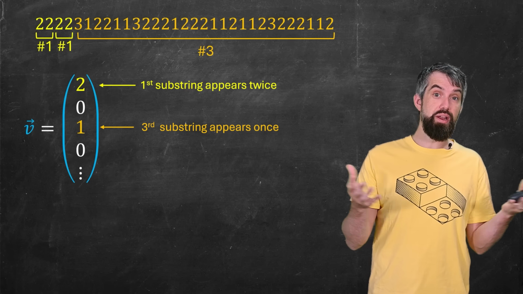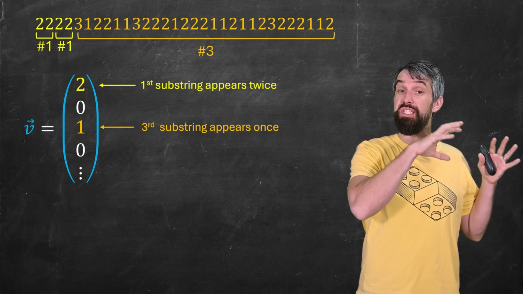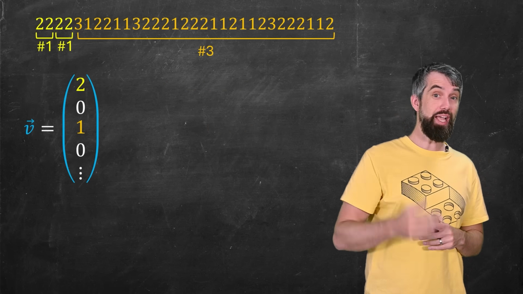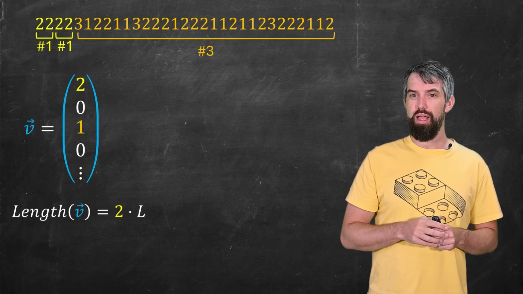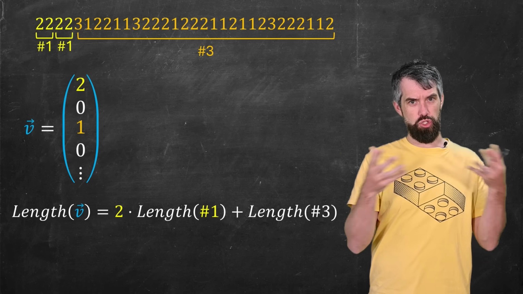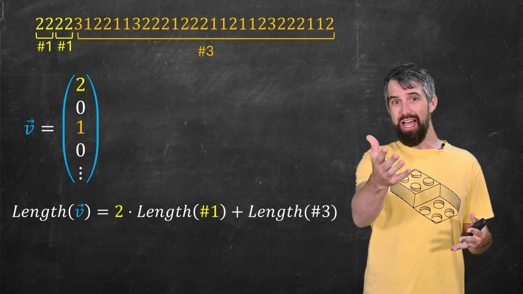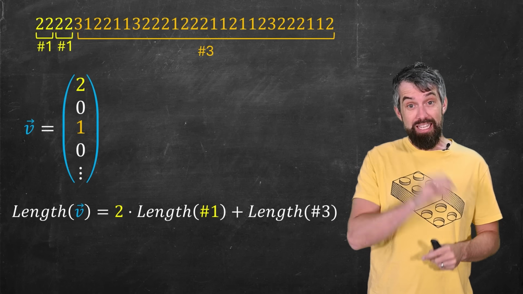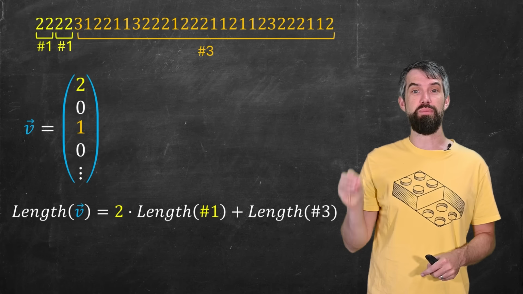So instead of having to write out an entire string, I can just write down one of these vectors to represent my string. And then I can talk about the length of it, length being the number of digits. That's what I'd be interested in. So to figure out the length of the string, I have this sort of weird notion of a length of a vector. We have lots of notions of lengths of vectors in linear algebra, but this one is scaled by the lengths of the substrings themselves.